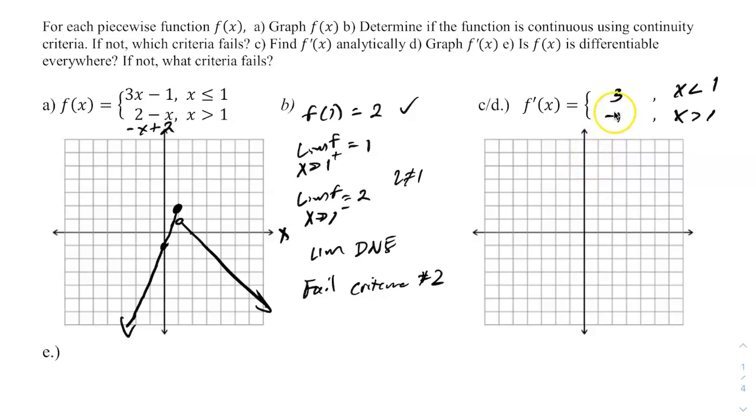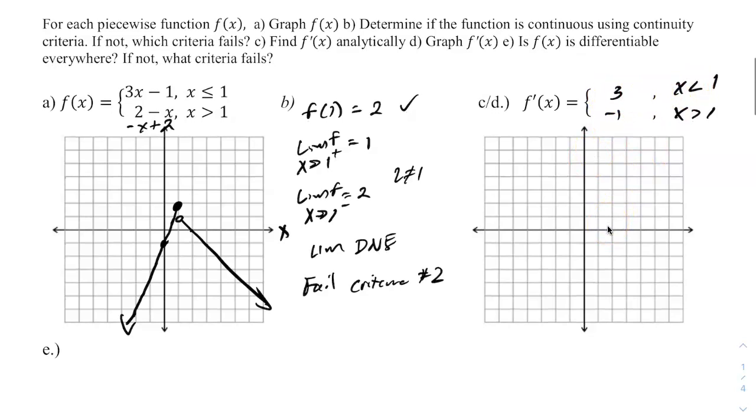Next, he wants us to graph the derivative. The graph should be 3 when x is less than 1. So here's 1, 1, 2, 3. It's just going to be like this. And then negative 1 when x is greater than 1. So negative 1 is down here, open circle this way. Again, open circle because it's not continuous, not differentiable.